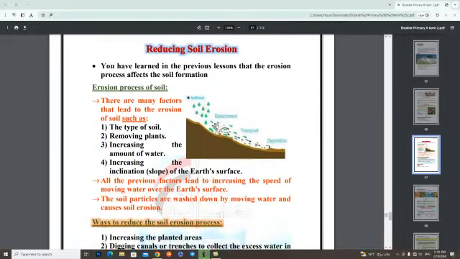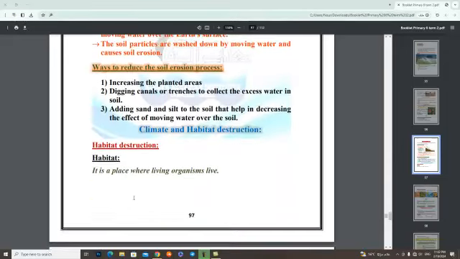You have learned in the previous lessons that the erosion process affects the soil formation. There are many factors that lead to the erosion of soil, such as the type of soil, removing plants, increasing the amount of water, and increasing the inclination of the earth's surface. All the previous factors lead to increasing the speed of moving water over the earth's surface. The soil particles are washed down by moving water and cause soil erosion.